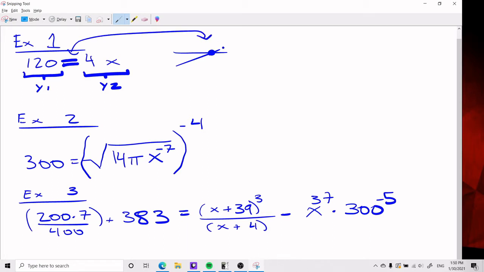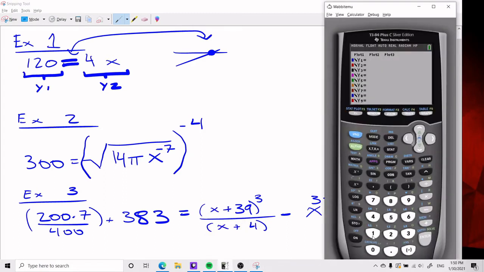is going to be found where they intersect. Okay, and so if we put 120 for y1, this is to your discretion, of course, which one is y1, y2. And for y2, we put 4x. And the way I put x is by pressing the button right next to alpha. And we go ahead and graph. We end up with this, right?